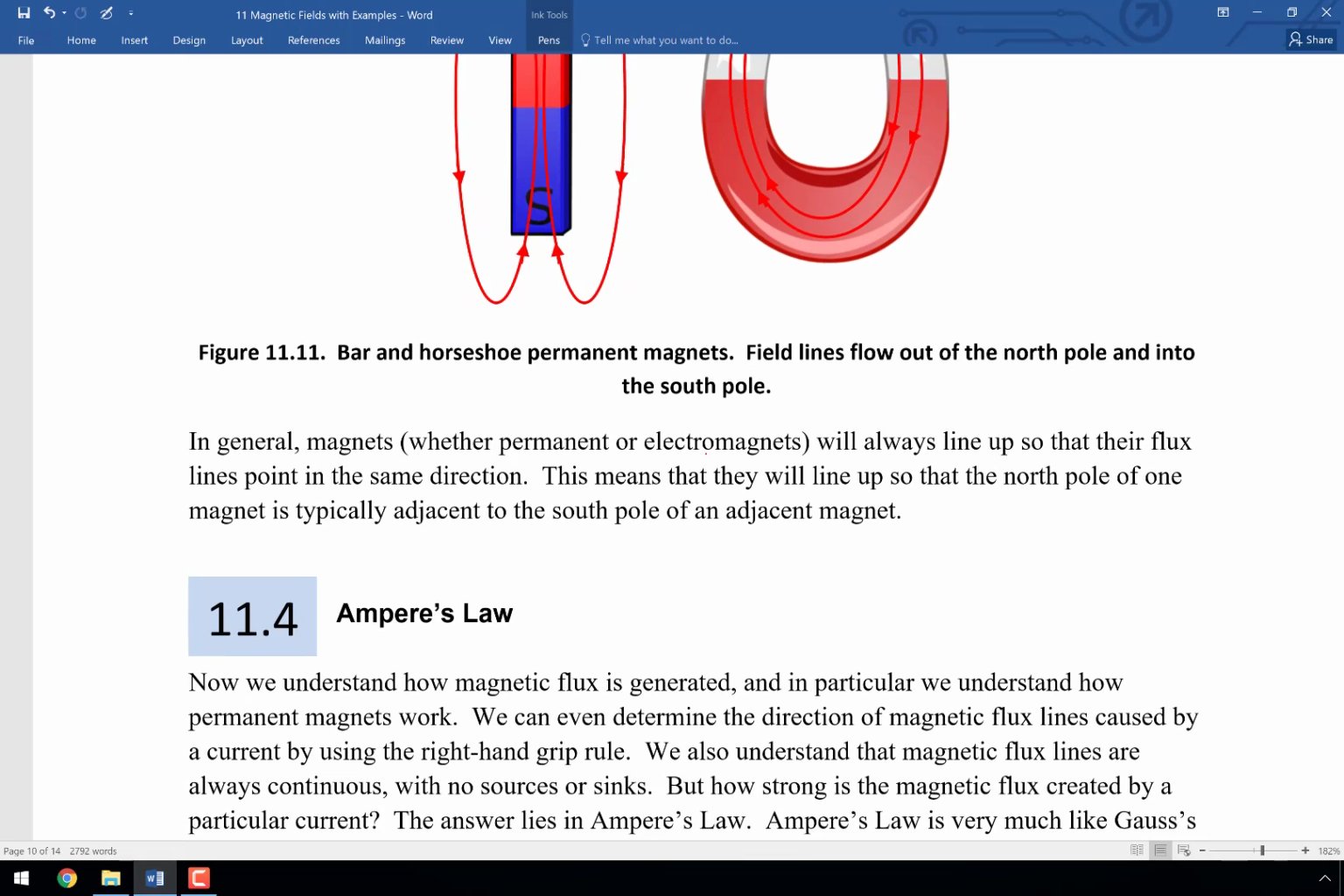And this idea of magnets, whether they be permanent magnets or electromagnets, lining up to orient in the same direction, that's actually how DC motors work. That's actually how all motors work. We'll talk more about that in a later lesson, but just be aware that if this didn't work, then motors also wouldn't work as well.